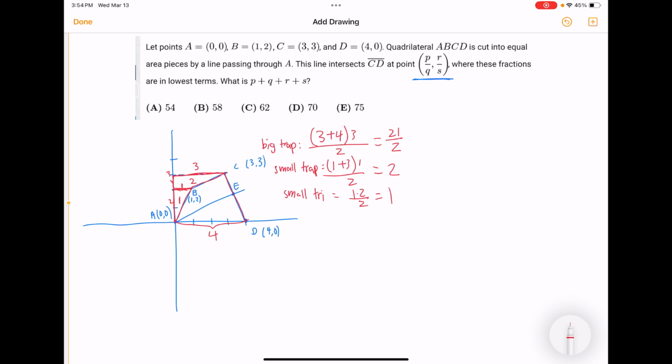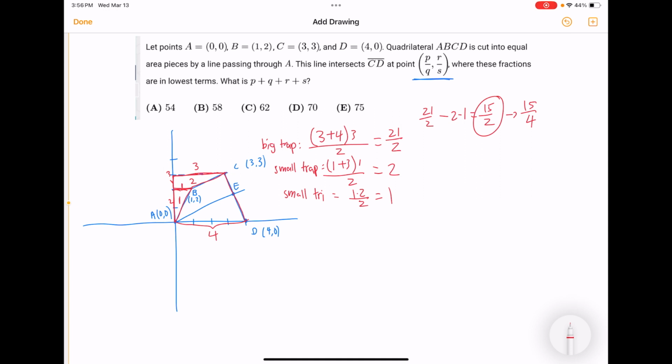And then we can just do 21 over 2 minus 2 minus 1, which would give us 15 over 2. And so now we know that quadrilateral ABCD has an area of 15 over 2. And so therefore each equal piece that the line separates ABCD into must have an area of 15 over 4. So you just divide this by 2.